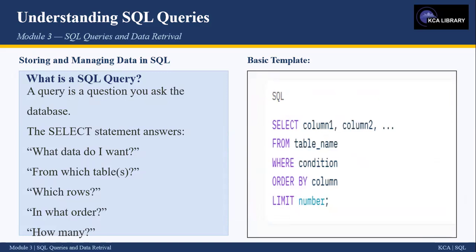Here is the basic template we will be using throughout this course. Select the columns you want from the table. Where is the condition. You order by the column you want and limit the number. Remember, SQL is declarative. You describe what you want and the database figures out how to get it efficiently.